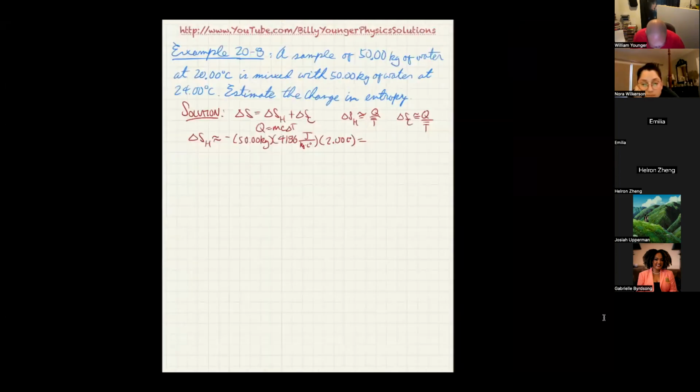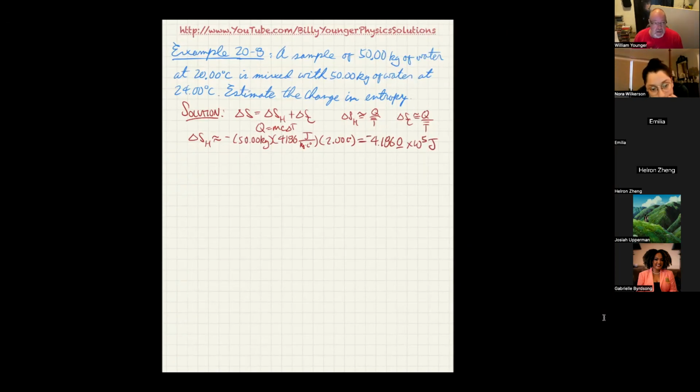Okay. So I'm going to say 50 times 4,186 times 2 gives me 4.1860 times 10 to the fifth joules. And of course, that's negative because the heat actually left the hot water. Delta S for the cold is approximately the same thing, but in this case, it's going to be positive because heat's added to it. You get 50.00 kilograms. You get 4,186 joules per kilogram Celsius degree.